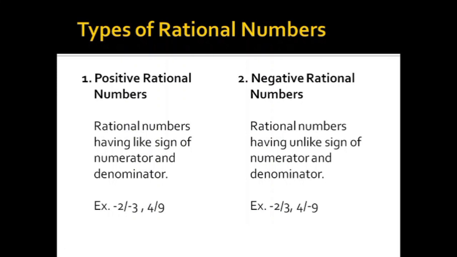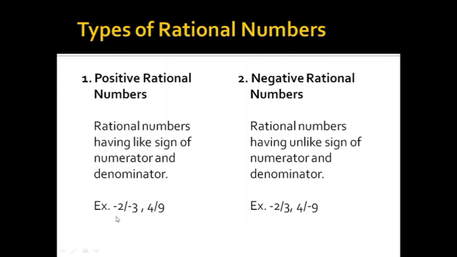Now we'll discuss the types of rational numbers. There are two types of rational numbers. First one is positive rational numbers, second is negative rational numbers. There is a very slight difference between these two. First one says that if the rational number has both numerator and denominator of the same sign, then it will be a positive rational number. We can see the example.